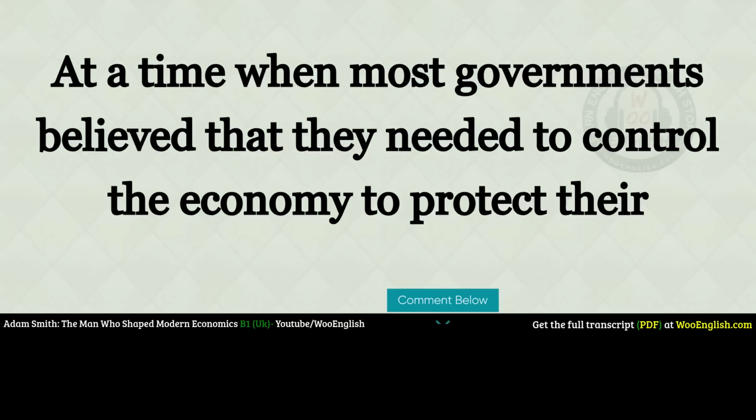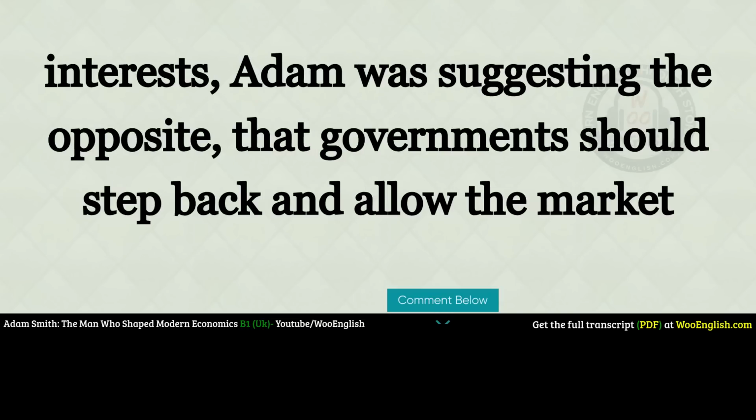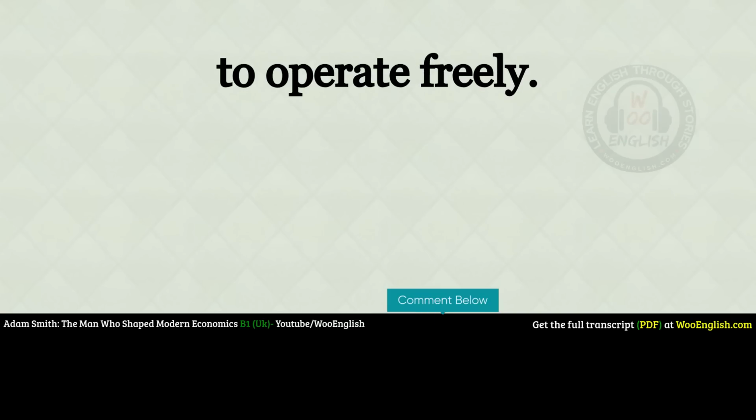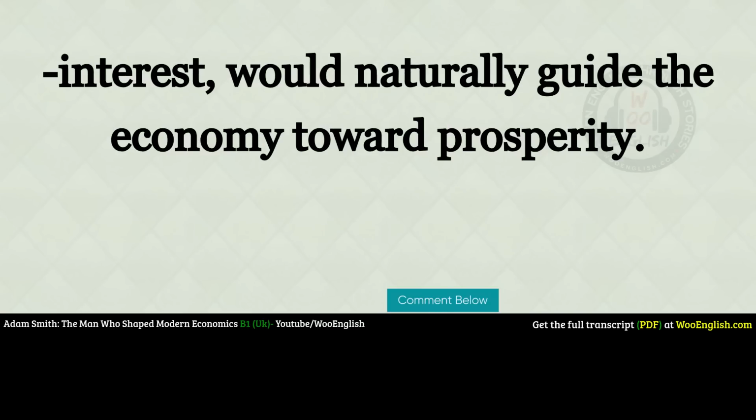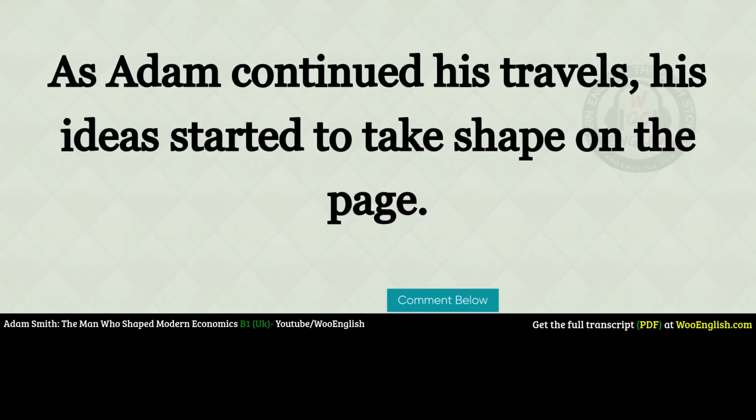At a time when most governments believed that they needed to control the economy to protect their interests, Adam was suggesting the opposite, that governments should step back and allow the market to operate freely. He believed that the invisible hand of the market, driven by individuals pursuing their own self-interest, would naturally guide the economy toward prosperity. As Adam continued his travels, his ideas started to take shape on the page.